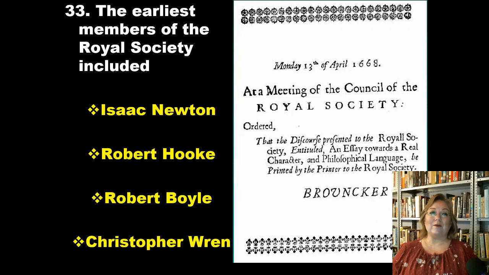The earliest members of the Royal Society included Isaac Newton, Robert Hooke, Robert Boyle, Christopher Wren. We don't usually think of Christopher Wren as a scientist. He was a great architect, but that makes sense because architecture and mathematics kind of go hand in hand. So that makes sense that he would also be seen as a scientist.